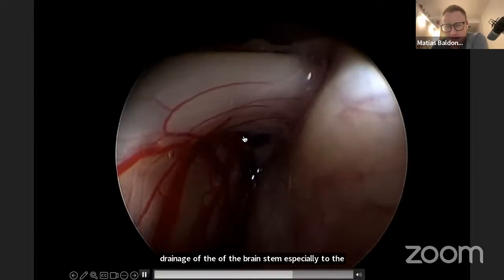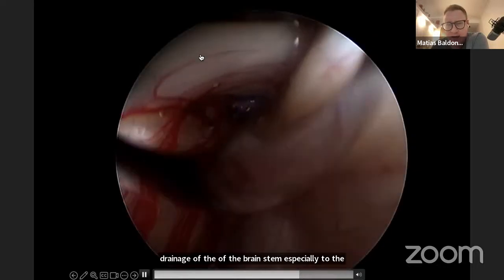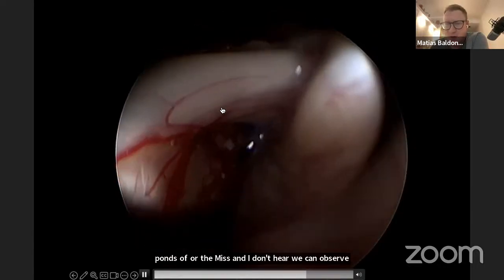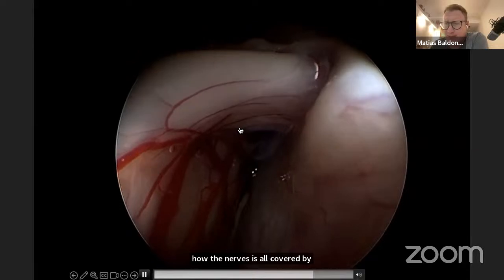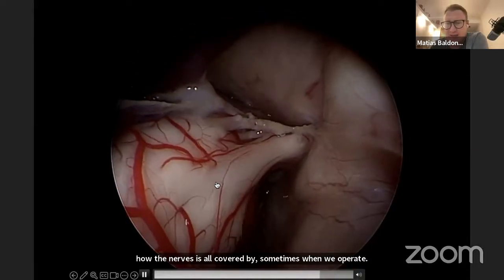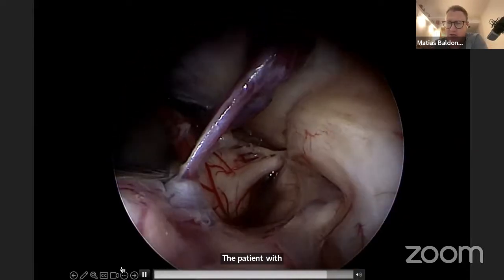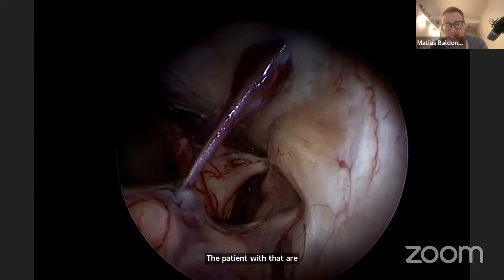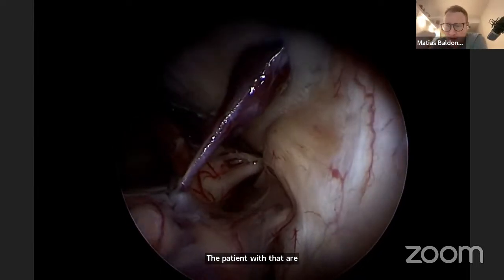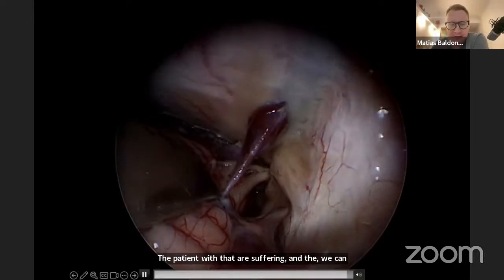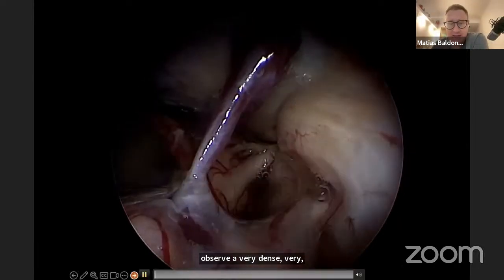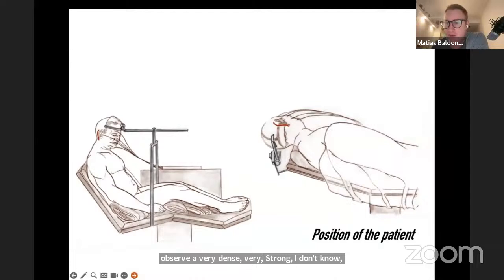Here we can observe how the nerve is all covered by arachnoid. Sometimes when we operate on patients suffering from trigeminal neuralgia, we can observe a very dense, very strong arachnoid surrounding the trigeminal nerve. Of course, this will be an interesting topic in the next lectures, from Mauro and the colleagues.